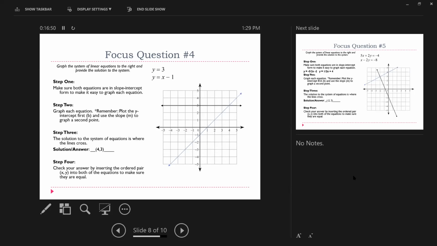Remember, every horizontal line is going to cross the y-axis at a number, and that is going to be the equation for that whole line. Y equals 3. Every point on that line has a y value of 3. That's actually an easy one to come up with a solution because it's flat. So what you're really looking for is to get the other line on here graphed correctly to find that crossing point.